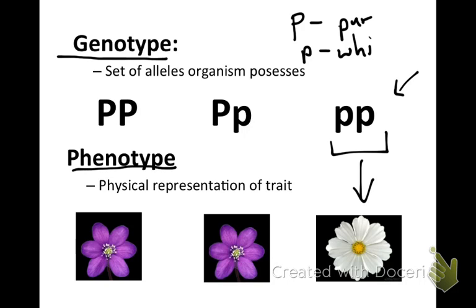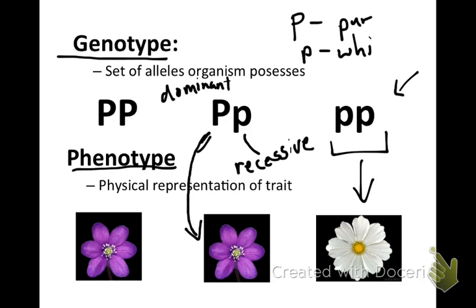Now let's look in the middle where one allele is purple, the other one is white. Well, in this case, one allele might be dominant and the other one might be recessive. And we usually represent dominant with an uppercase letter. What dominant means is it's going to be expressed whenever we have these two alleles together. The dominant gene is going to be expressed over the recessive gene. So even though we have the gene for a white petal, because the purple gene is dominant, for our phenotype we're going to see a purple flower.